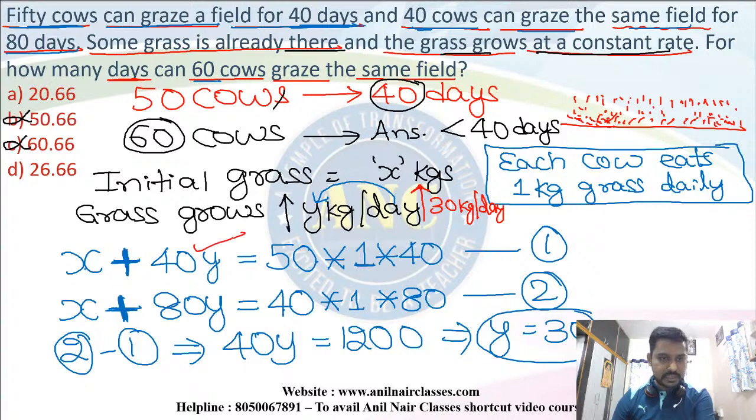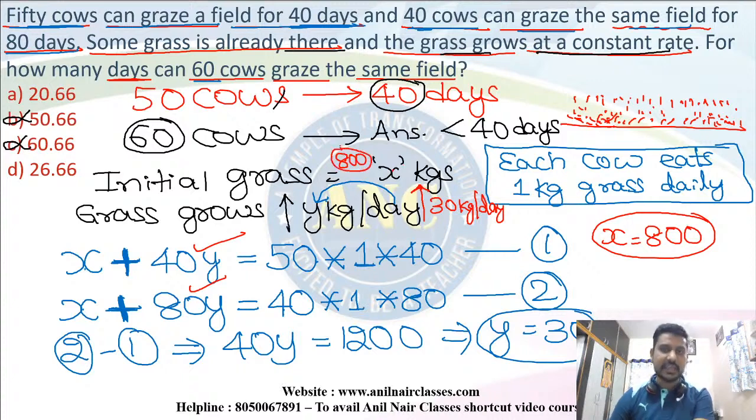Substitute y value in the first equation or the second equation, you will get x value, and I am sure that you know how to simplify that. If you do that, you will get x value as 800. So x is nothing but initial kg. So initial grass which was present is 800.